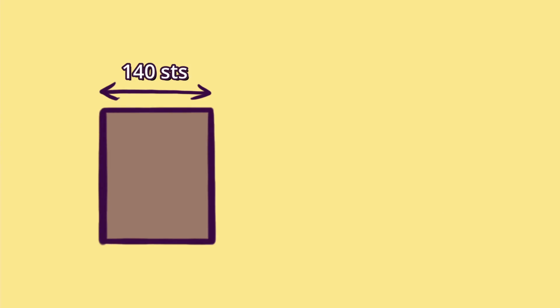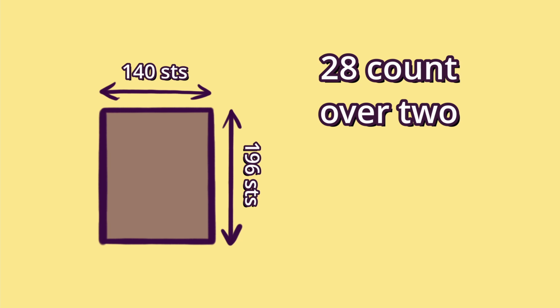So if you recall, back near the beginning of this video, we looked at how you can take the fabric count and the stitch count of your pattern and use those numbers to work out how large your finished piece will be. Let's say we have a pattern that's 140 stitches wide, 196 stitches tall, and we're planning to stitch it over 2 on 28 count fabric. Stitching over 2 on 28 count is going to mean we get 14 stitches to an inch.